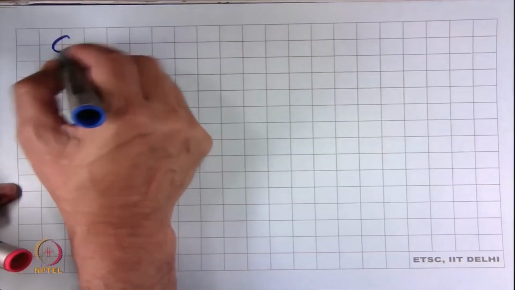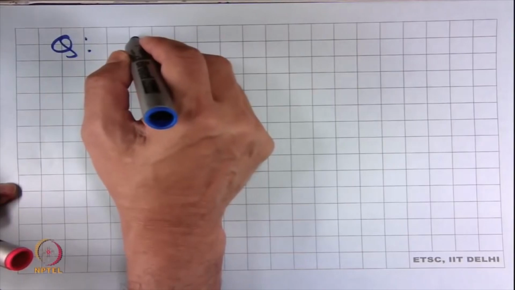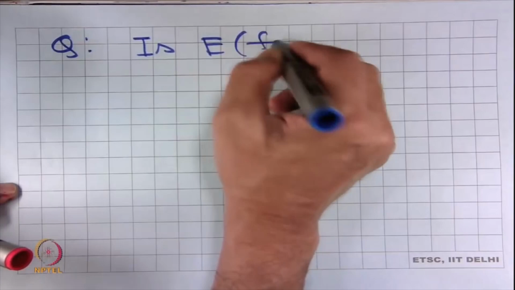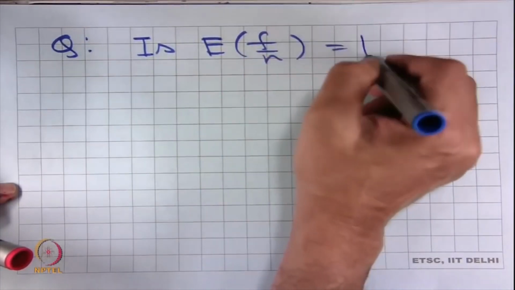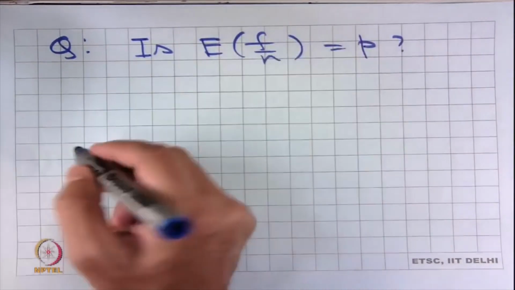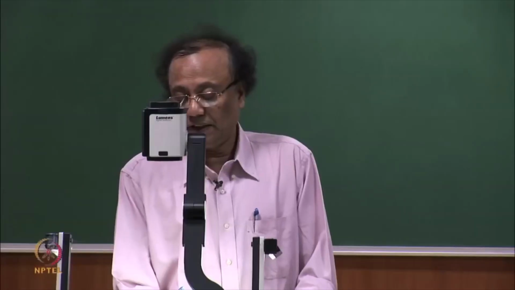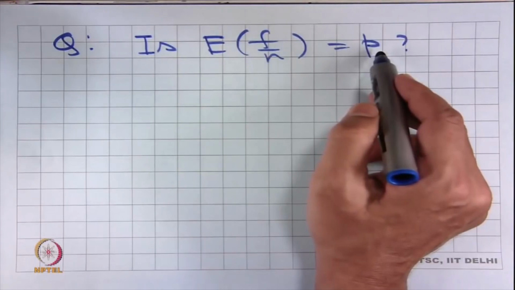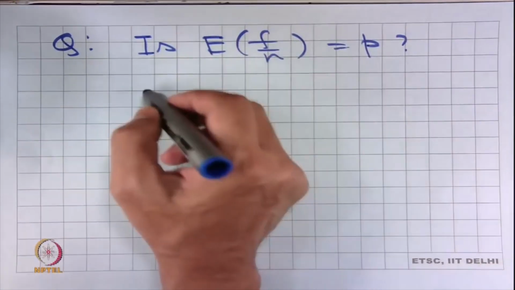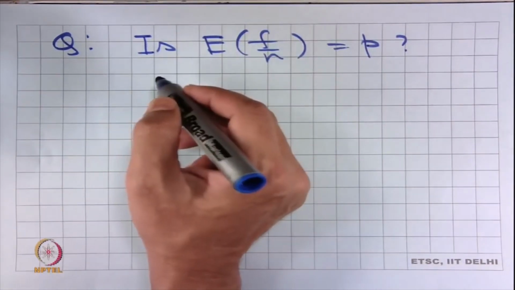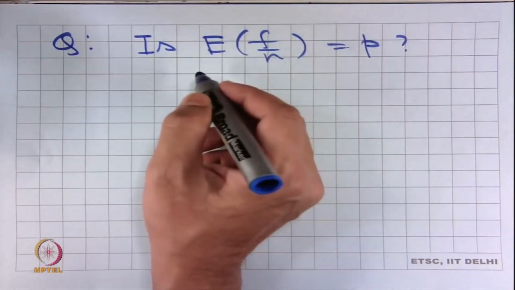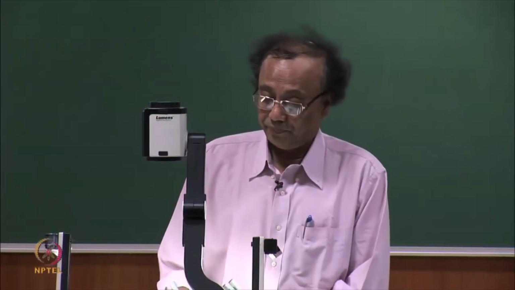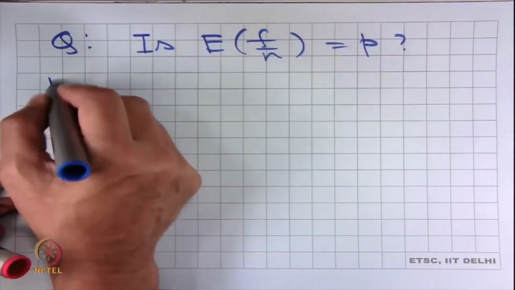So, the question is: is the expected value of f by n equal to p? So, f by n is the sample proportion of the defectives. So, whether its expected value is the same as the population proportion, and also what is its variance or standard deviation, which just now we have said is called standard error. We proceed in the following way.